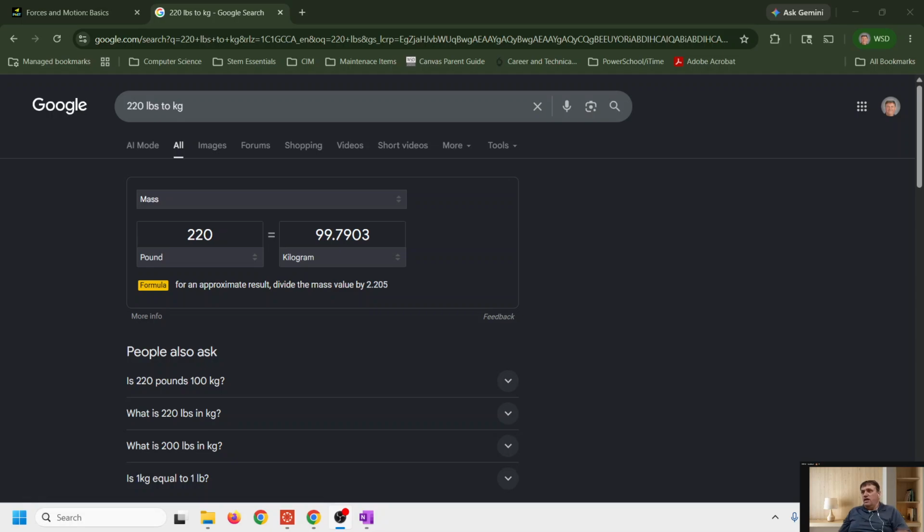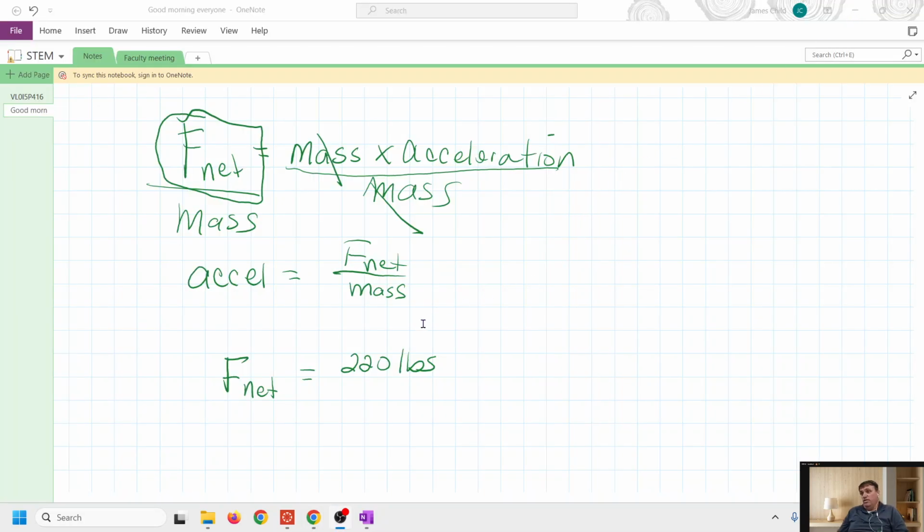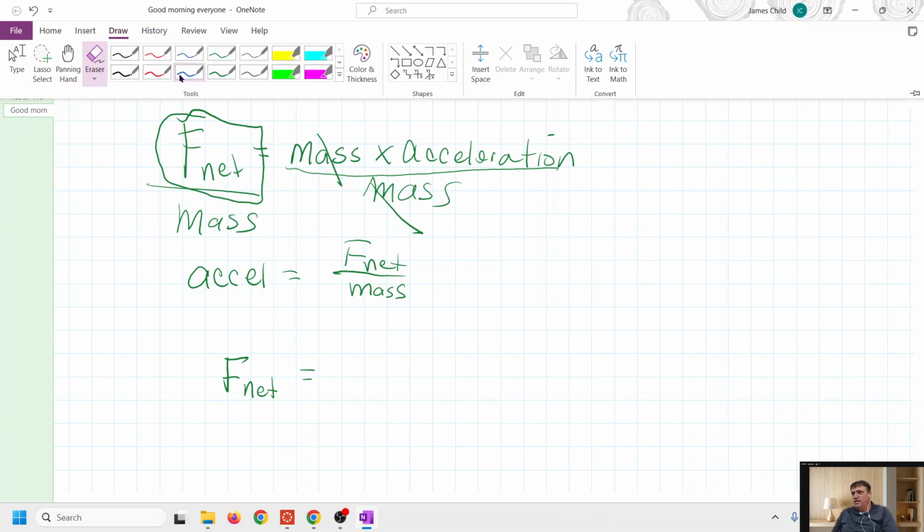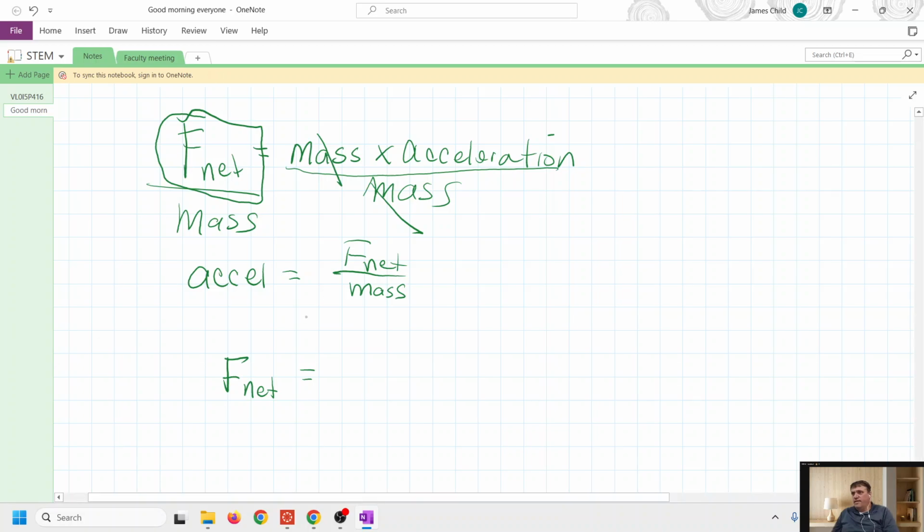All right, here it is. 220 pounds is equal to 99.7 kilograms. I should have done kilograms in the first place because it makes me look skinnier. I'm not, but it does, you know. So it was 99.7, so I'm going to say 99.8 kilograms.